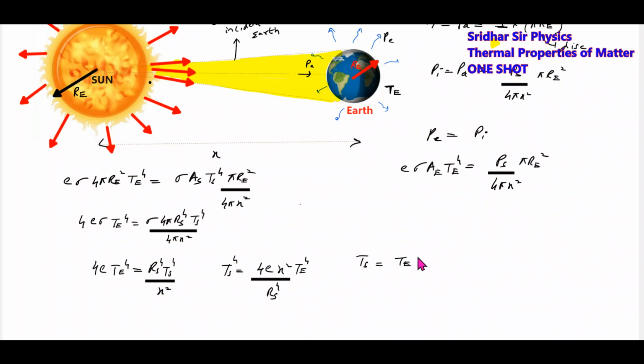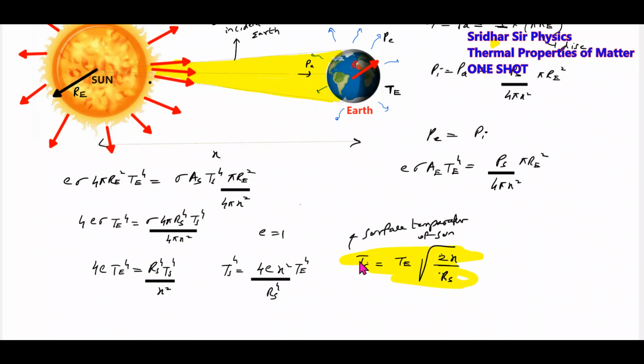Te, this will become 4 will become 2 square, and let E be equal to 1. Resultant of this will be 2 x by RS. This will be the temperature of the sun. We know temperature of earth, we know distance from the sun to the earth, I know the radius of sun, I can calculate the surface temperature of sun. A very important formula, try to remember this, this will be more useful for exam.